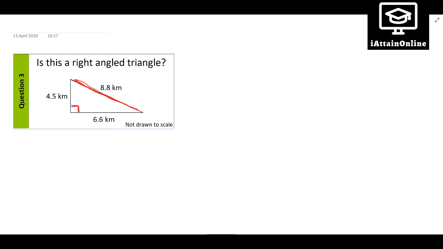Just because a triangle looks like it might have a right angle, it doesn't mean that it necessarily does. You might get something written like this, not drawn to scale. So if this were a right angle triangle, the right angle would be there because that is opposite the longest side. So all I'm going to do now is use Pythagoras' theorem, the formula, and we're going to see if that works, because if that works, this is a right angle triangle. If it doesn't work, it does not have a right angle triangle.